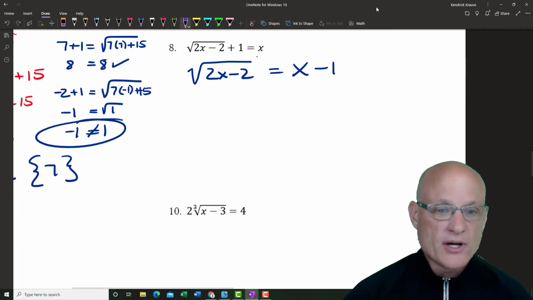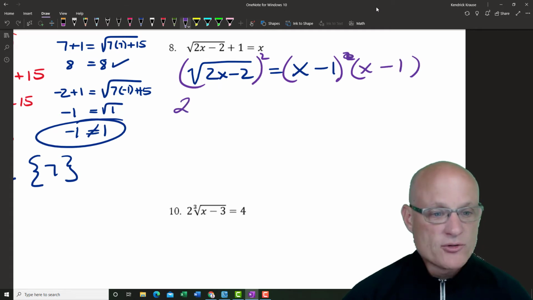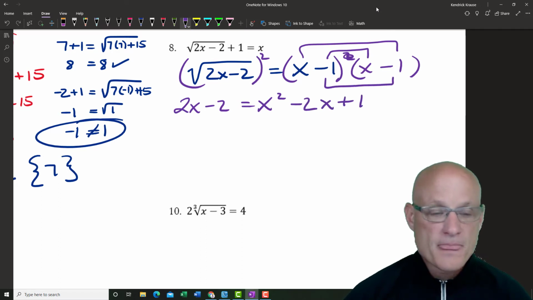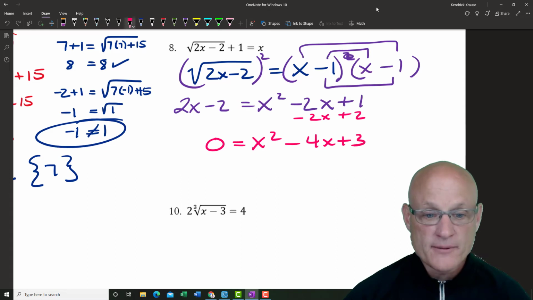So we're going to square both sides. But I know that just means write this twice. So on this side I get 2x minus 2 equals x squared minus 2x plus 1. Now be careful when you move stuff over. We're going to subtract 2x over, and we're going to add 2 over. So I get 0 equals x squared minus 4x plus 3.